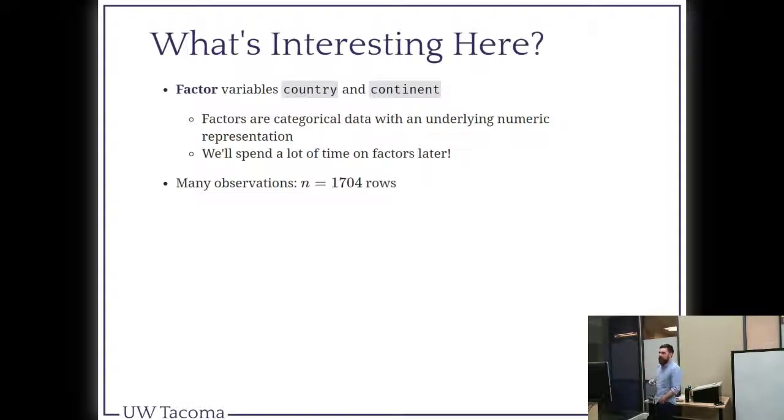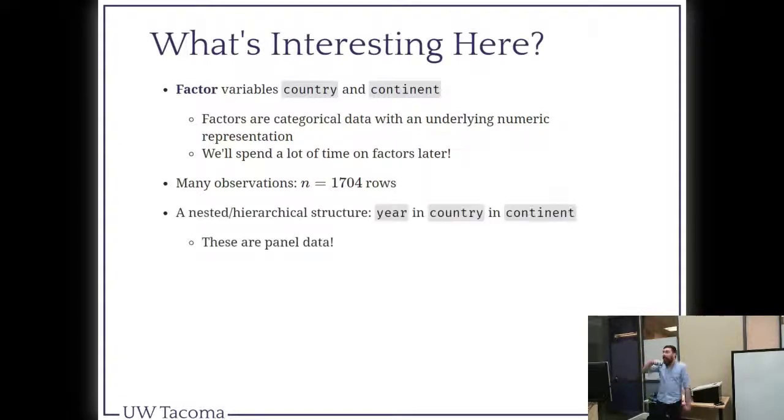There's a lot of observations here. There's 1,704 rows. With 1,700 rows like this, you're not going to want to display all the data at once in your console or something like that, so we have to figure out ways to filter and work with the data without just manually selecting things in it, right? And of course, like I said, there's a nested or hierarchical structure. There are years in countries, so the observations are country-years, and there's another ID which doesn't uniquely identify things, which is just the continent.